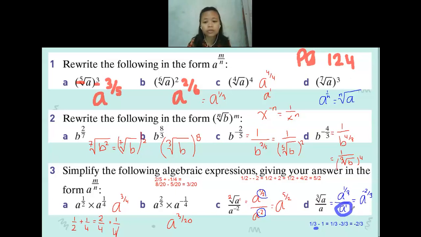Is it clear, or do you still disagree with me, Rahmat? Is it clear? Yeah. Okay. If you have no question, I will move to question 4.